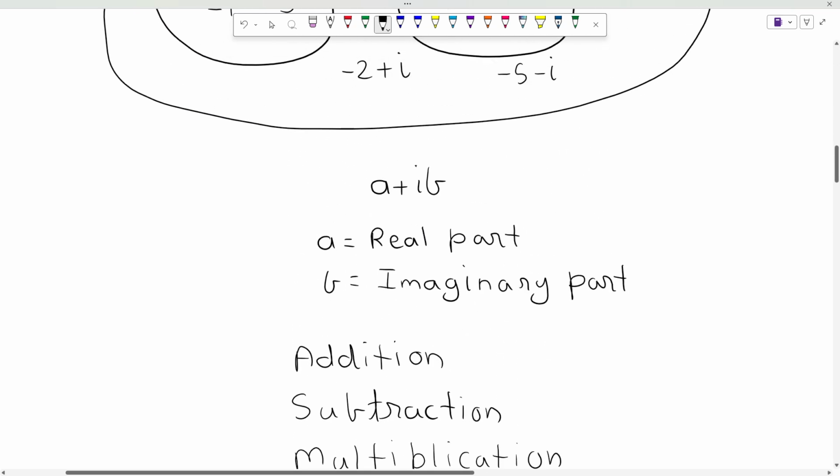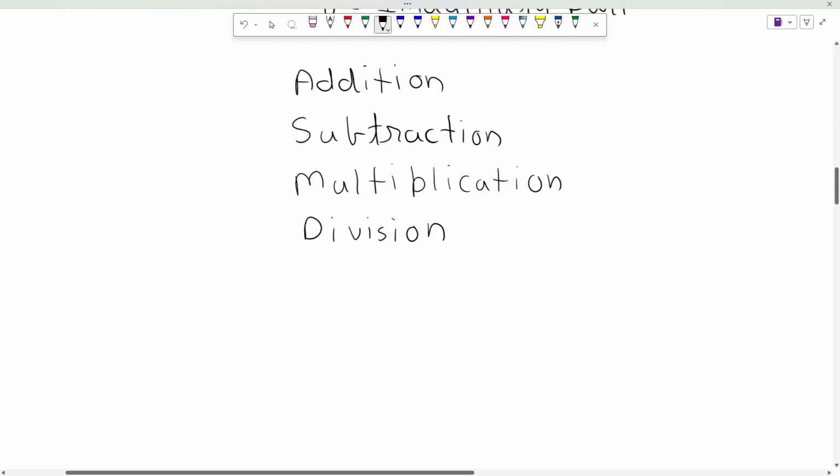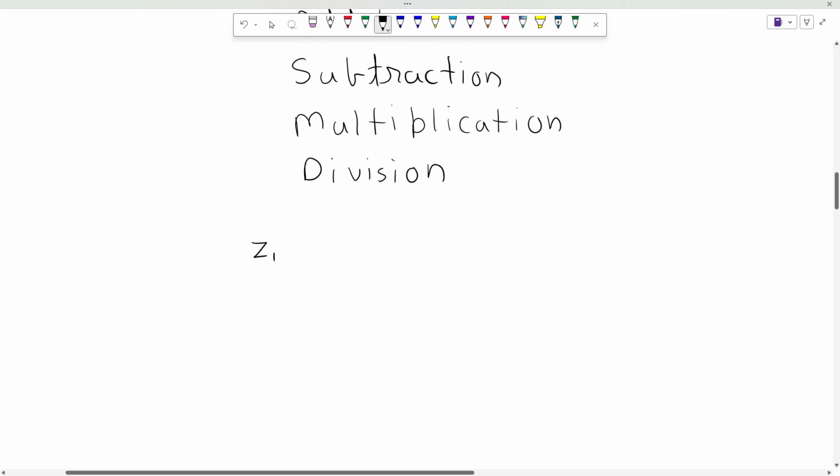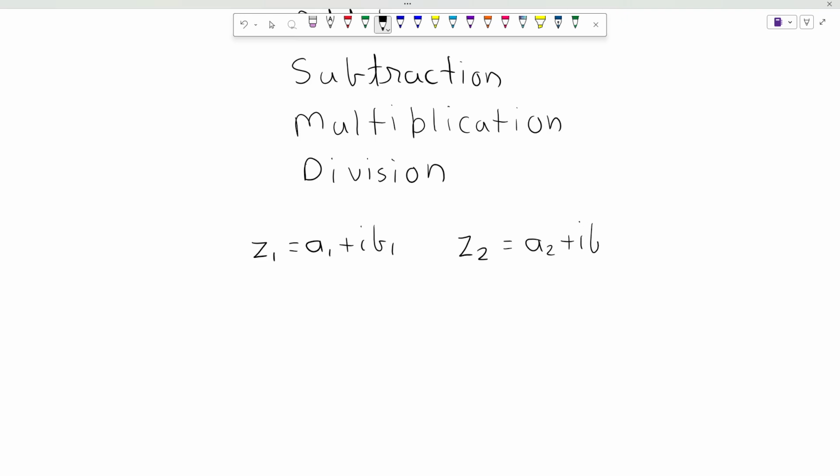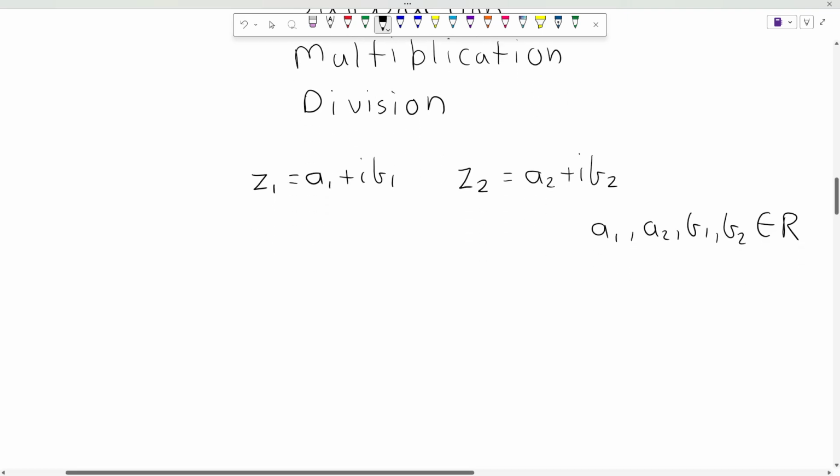Any complex number can be represented by the letter small z. So let us take two complex numbers z1 and z2. z1 is a1 plus iota times b1 and z2 is a2 plus iota times b2, where a1, a2, b1, b2, they all are real numbers. Now, addition of complex numbers.